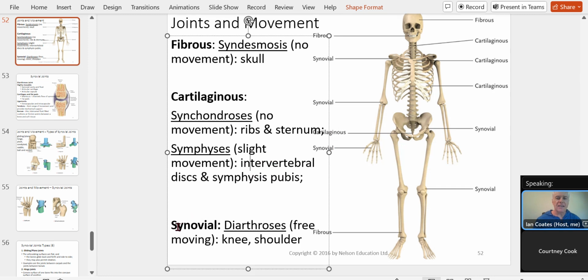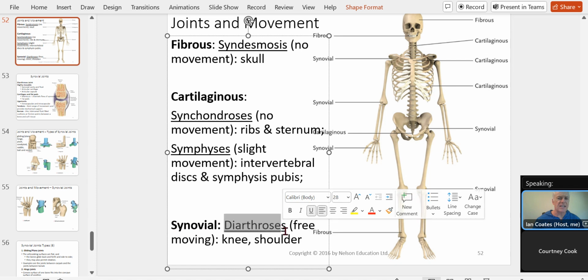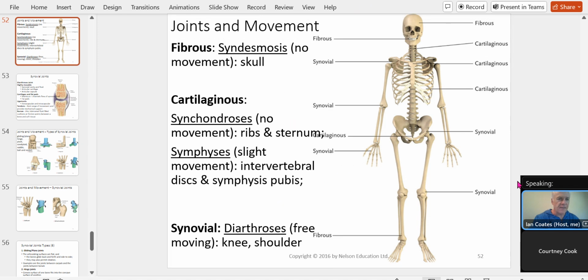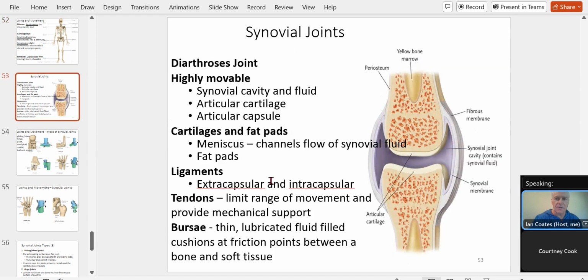And the synovial joints, synovial fluid. I'm sure you've heard of that. Also known as diarthroses. These ones are free moving. Knee, shoulder, anything like these guys here. These are what we call synovial joints. They have synovial fluid in them. And you can see here all the different joints: synovial, cartilaginous, fibrous. Have a look at these and get to know them.